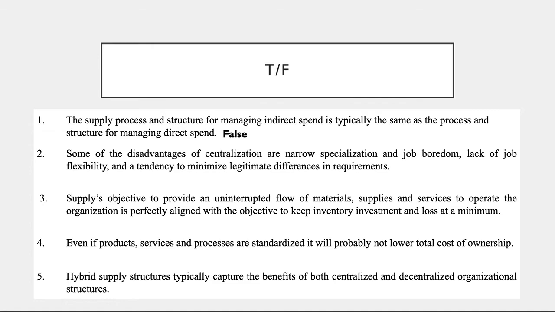So we can say that the locus of control over direct spends is in a highly centralized supply group, while in indirect spends it's often outside the loop of a structural sourcing process. And supply responsibility is often left in the hands of the internal user. So of course there is a difference between direct and indirect spend in the process and structure.